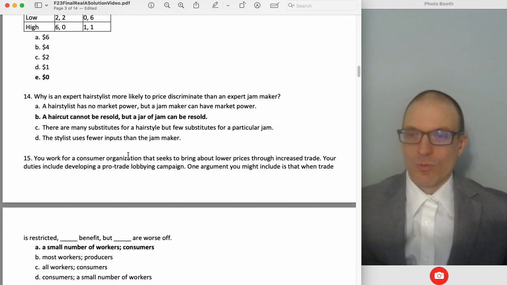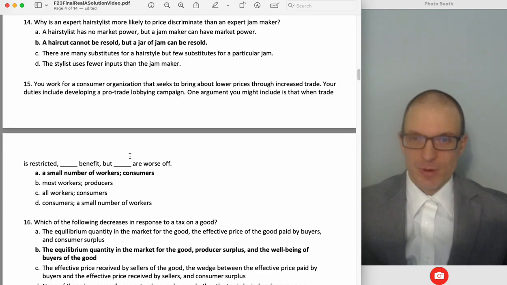All right. So why is an expert hairstylist more likely to price discriminate than an expert jam maker? A haircut can't be resold, right? One of our requirements for price discrimination is that you've got to be able to block resale. You've got to be able to identify demanders based on their different willingness to pay, and you have to have the requisite information to make that happen. But key amongst those is that you've got to be able to block resale. You can block resale for haircuts really easily. You can't block resale for a jar of jam as easily.